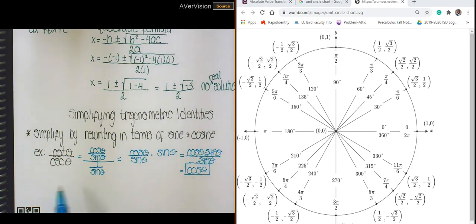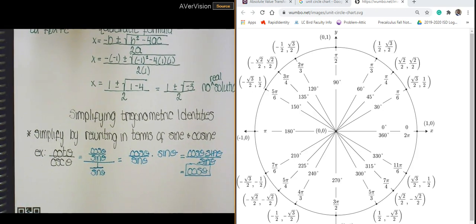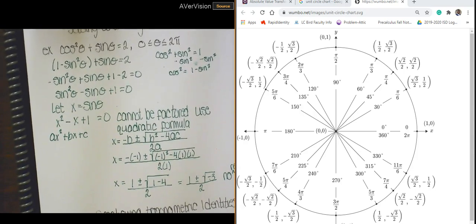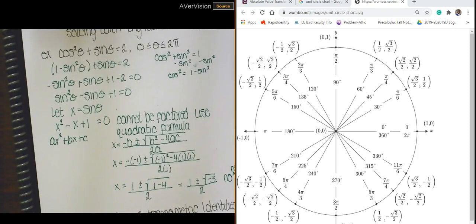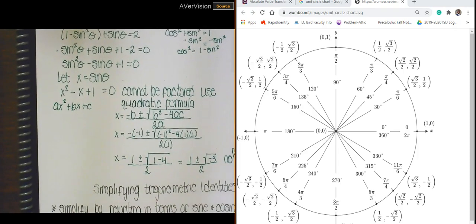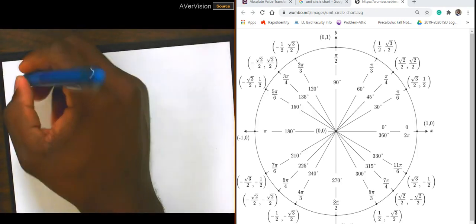All right, so cotangent divided by cosecant just equals cosine. Any questions on that? All right, next one, we're gonna have to rewrite it. We're given a fraction, so we're gonna have to rewrite it so that they have a common denominator.